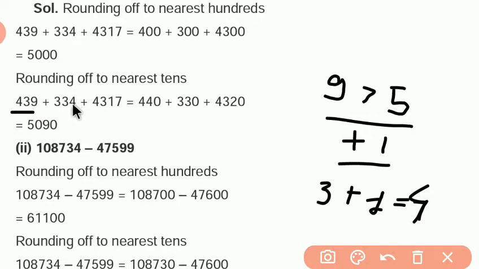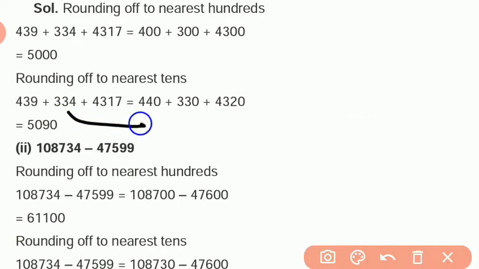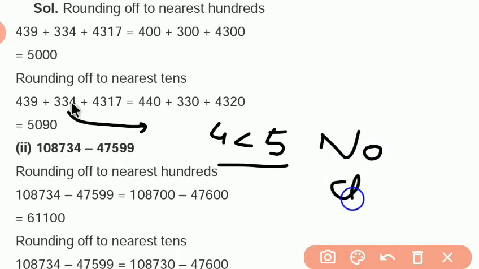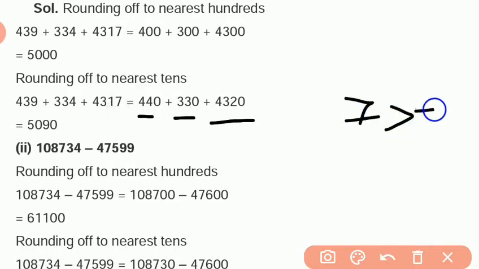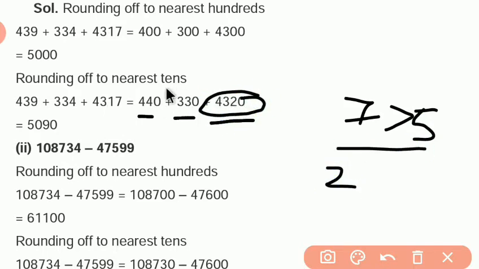Then 334. This one also we have to round off nearest 10. So we'll see its ones digit. And it is given as 4, which is less than 5. It means there is no increase in 3. So we have to replace 4 by 0 and 33 will be as it is. So 330. Then last one 4317. In 7, we have to see its ones digit. So 7 is greater than 5. It means we have to increase its tens digit by plus 1. So 1 plus 1, 2 and 43 will be as it is. So 4320 is the rough estimate nearest tens of 4317.